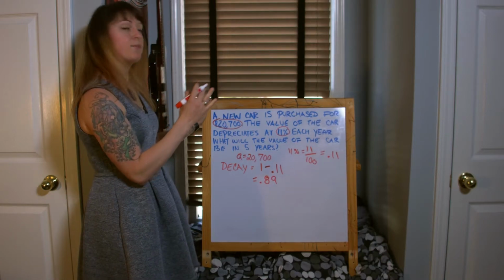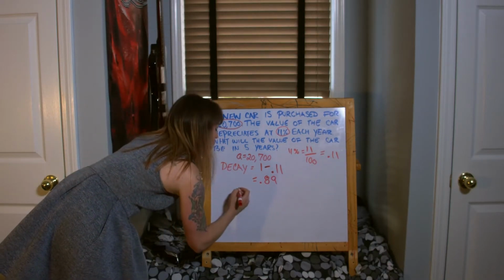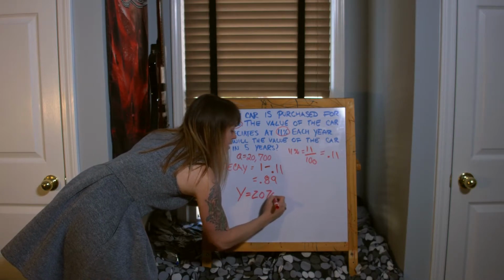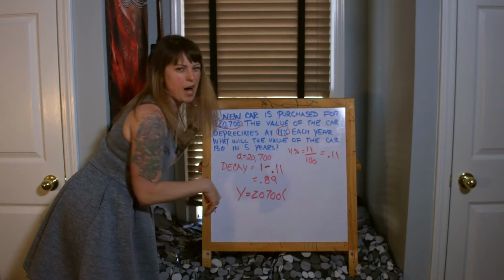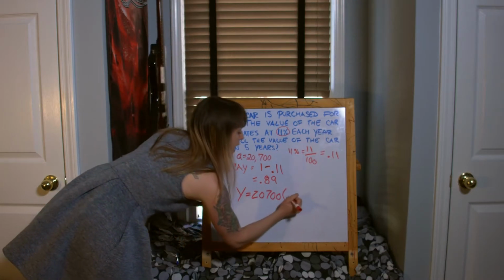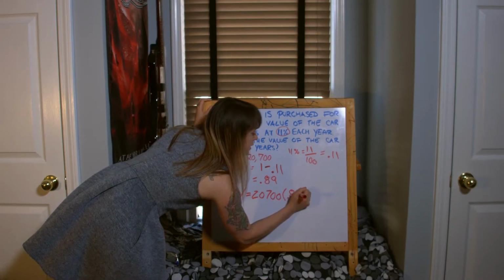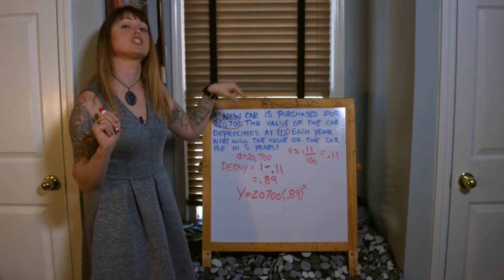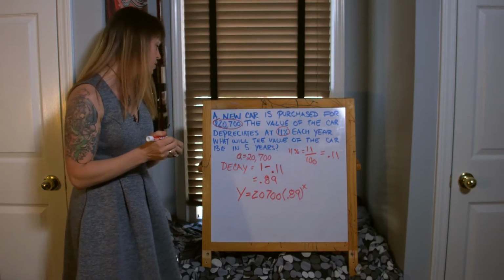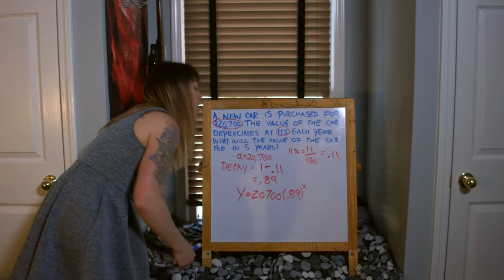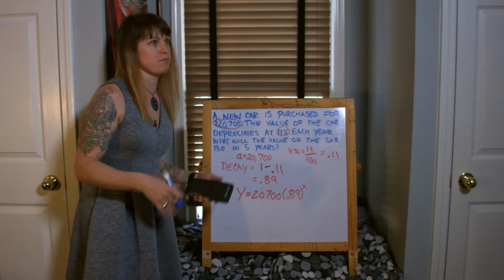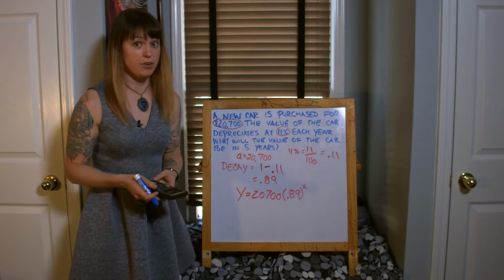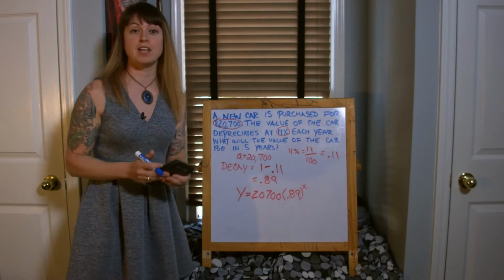So now I'm going to put this into my equation. I would have y equals 20,700, you don't need the comma when you're writing it in your equation, times 0.89 raised to the x. Exponentials have an exponent, that's why they're exponentials. Now this equation would work for any year, 10 years from now, 20 years from now, 100 years from now. I don't know if you'd really still have that car 100 years from now, but I could plug it in for any one of these.